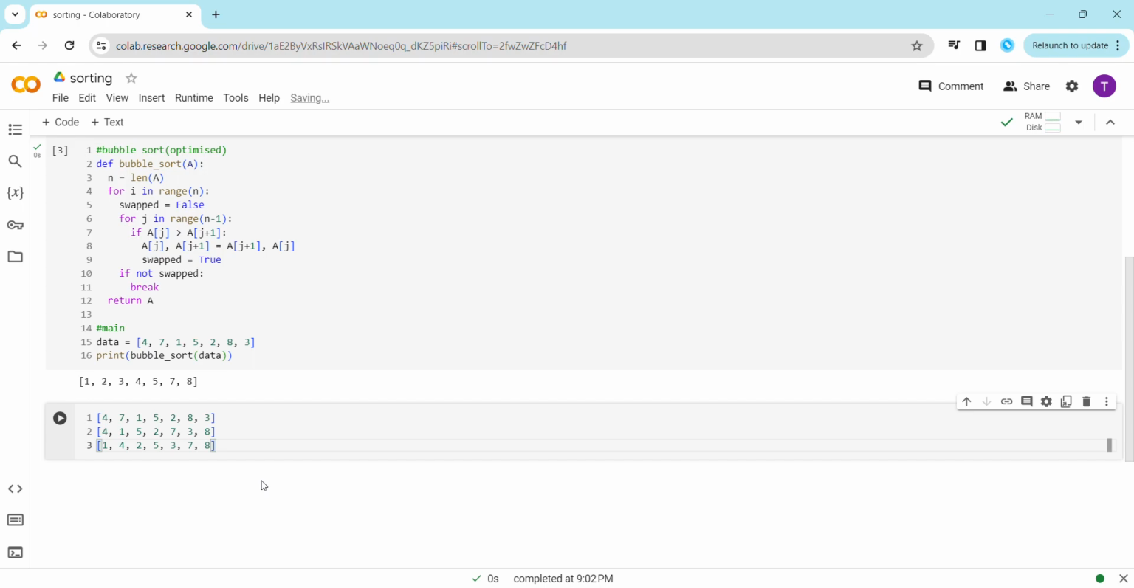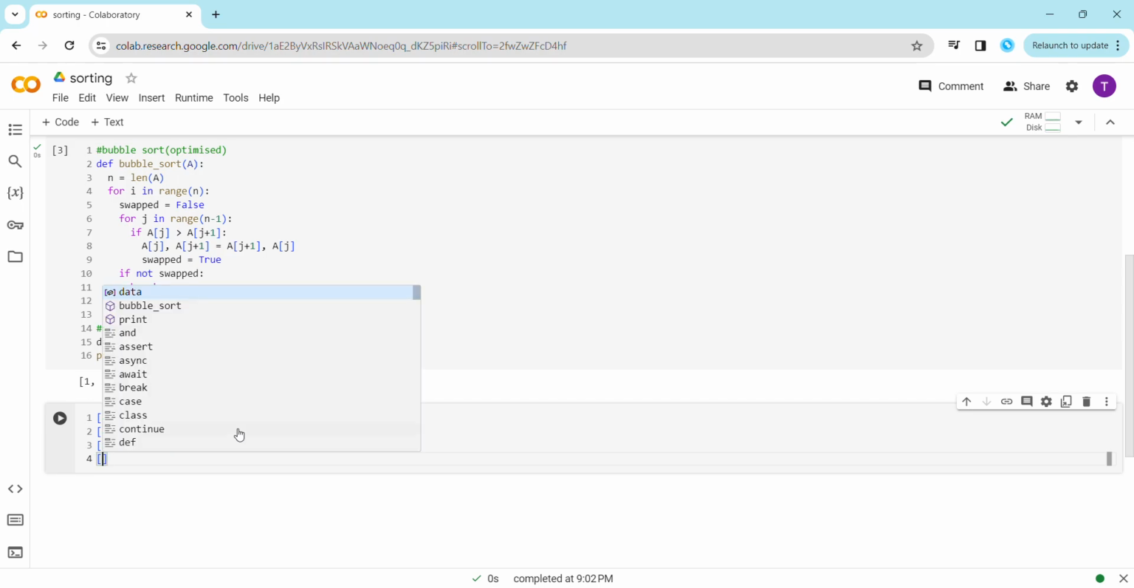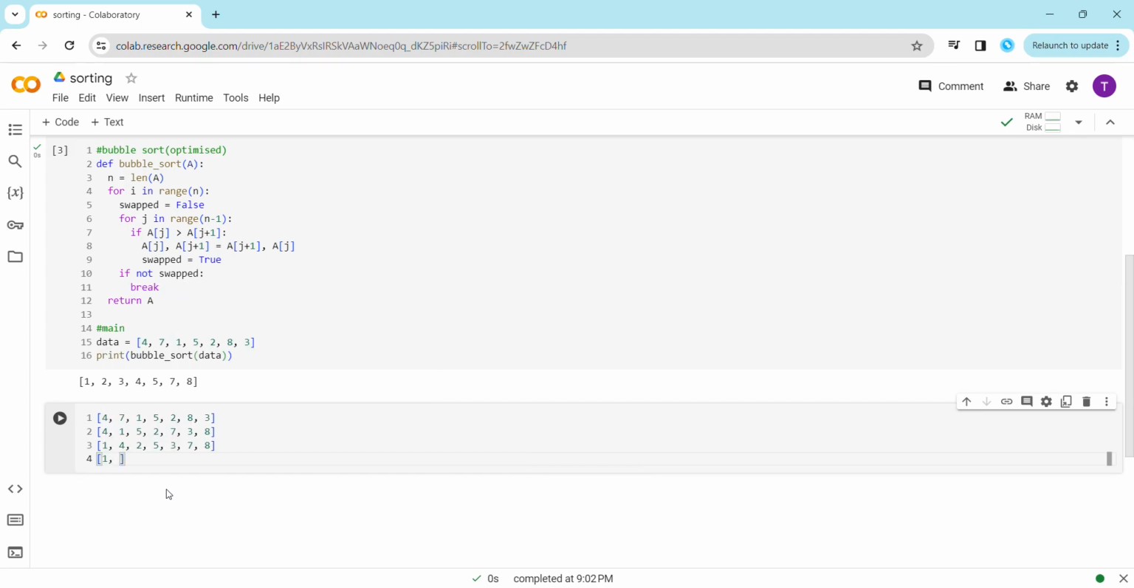So in line 2, the largest element is moved to the rightmost end, and the process continues to find the second largest, which is 7, and place it. So this keeps happening until all of the data within the code is sorted.